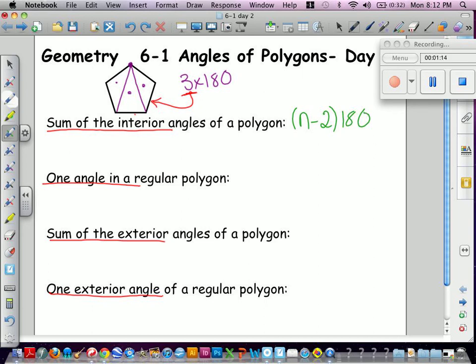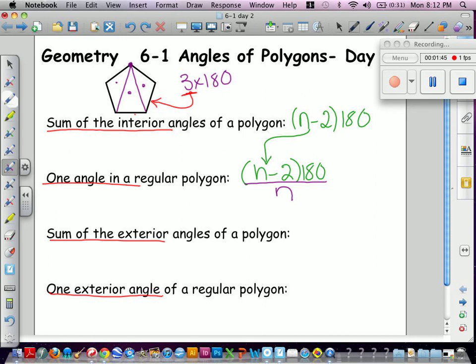You use the sum of the interior angle formula then to calculate one angle. You take your sum, n minus 2 times 180, and then you're going to split it equally between all of the angles. That's what regular means, equal. So my number of interior angles is going to be the same as my number of sides. So I'm going to divide by n.